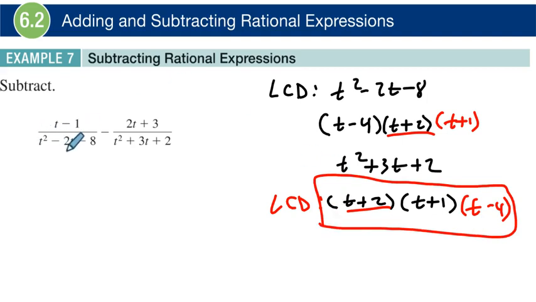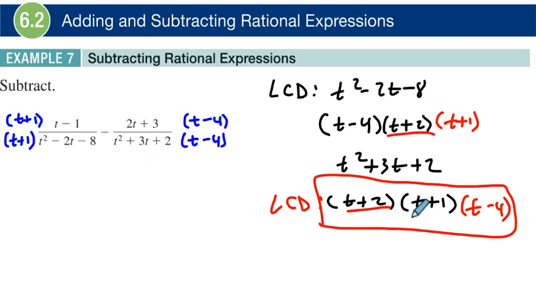Okay, so if you remember, t squared minus 2t minus 8, that one was t minus 4 times t plus 2, right? Which means it still needed a t plus 1. So I'm going to multiply this top and bottom by t plus 1. And this one had a t plus 2 and a t plus 1. It needs a t minus 4. There we go. So now, let's just work with the numerator.